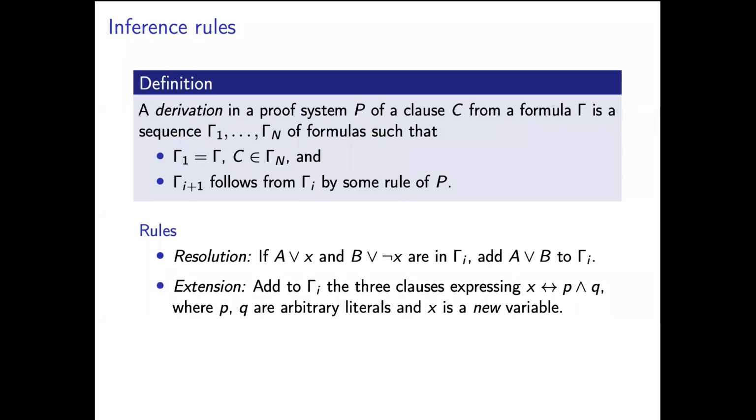And this is the resolution, the extension rule. Finally, I'm showing you concretely. You basically make these kinds of definitions that say X is the AND of some literals, where P and Q are arbitrary literals, and X is a new variable. So X doesn't occur in gamma I.